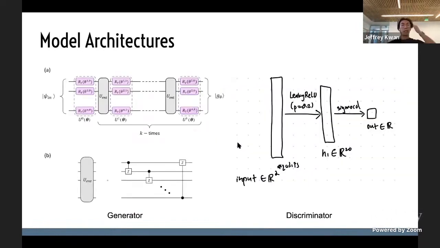And for the model architectures, the generator, I'm just using whatever is in the paper, which is a series of Y rotations followed by some entangling blocks full of controlled Z's. And then you repeat this for some number of layers, which in my case is 2 or 3. And for the discriminator, you just use a very standard fully connected neural network.